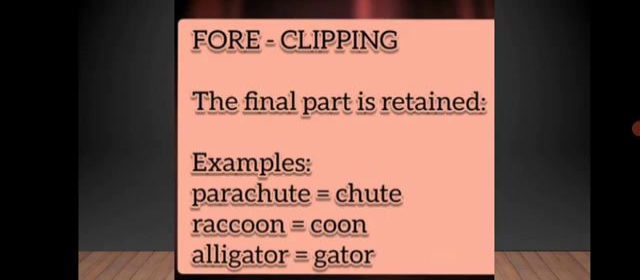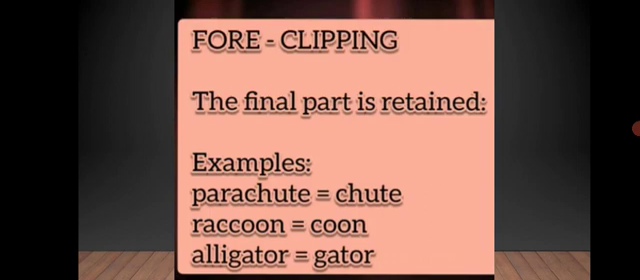First one is foreclipping. The final part is retained. In the foreclipping, we clip the first part of the word, that is the first syllable of the word, and the final part is retained. For example, parachute. In this, we cut the first syllable, para, P-A-R-A. We cut the first part and the final part, C-H-U-T-E, chute, is retained.